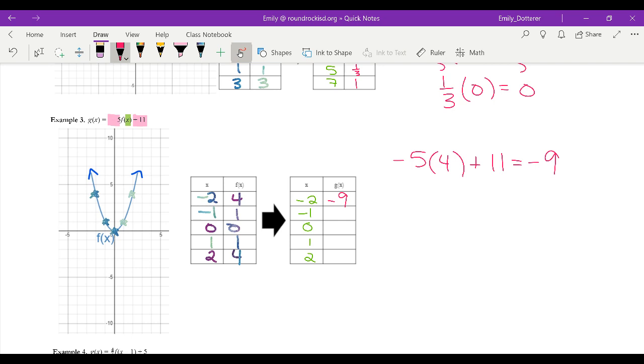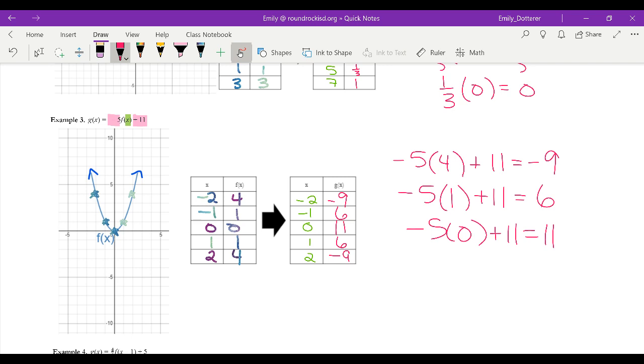Okay, so -5 times 4 is -20, plus 11 is -9. -5 times 1 is -5, plus 11 is 6. So we know that that will be 6 as well, and that will also be -9. -5 times 0 is 0, plus 11 is 11.